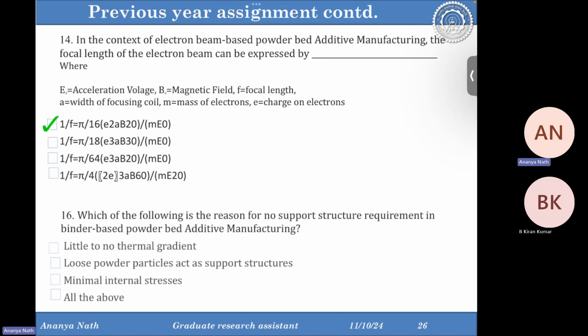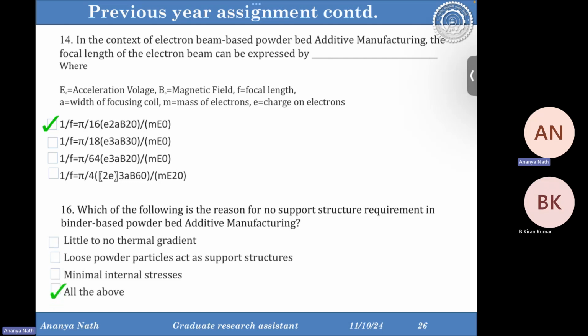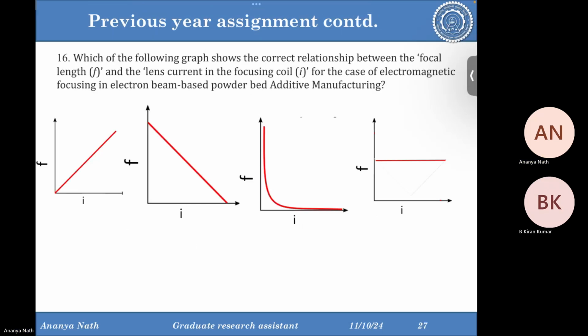Which of the following is the reason for no support structure? So it is because of the scanning. Lesser thermal gradient, loose powder particles act as support, and minimal internal stress. And these all are happening because of the pre-scanning of each layer by the low energy density electron beam. So again, which of the following graphs shows the correct relationship between focal length and lens current in the focusing coil?